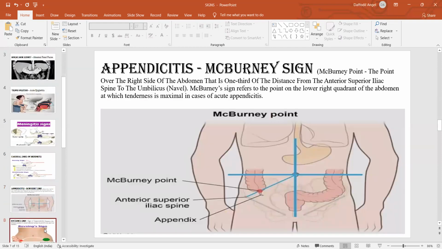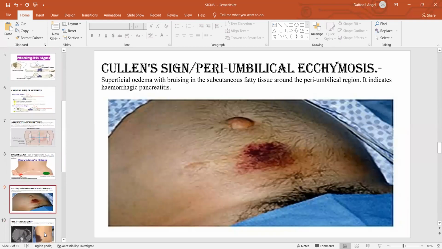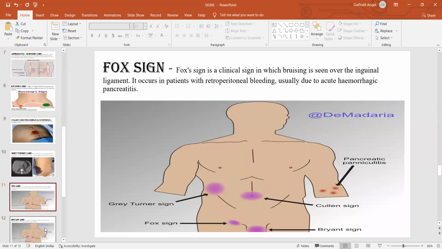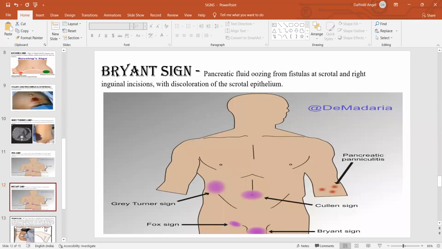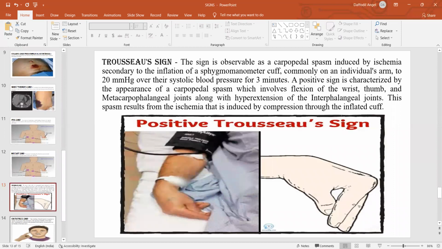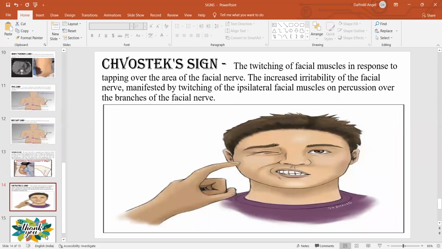McBurney's sign and Rovsing sign indicate appendicitis. Cullen sign, Grey Turner sign, Fox sign and Bryant sign indicate pancreatitis. Trousseau sign and Chvostek sign indicate hypocalcemia.